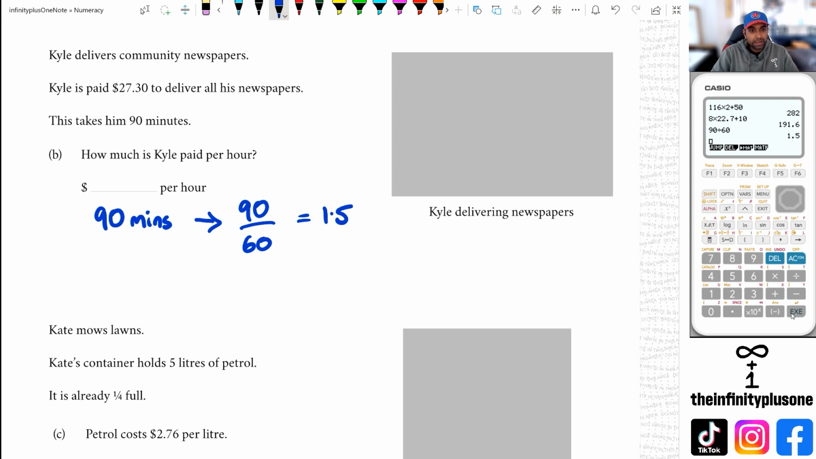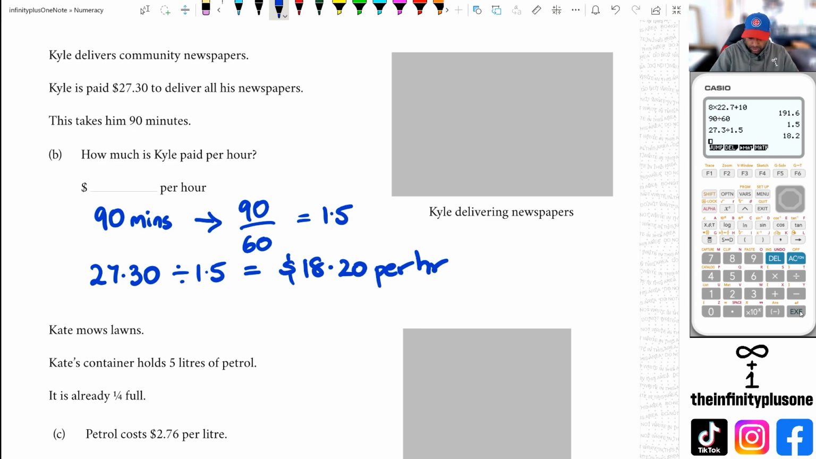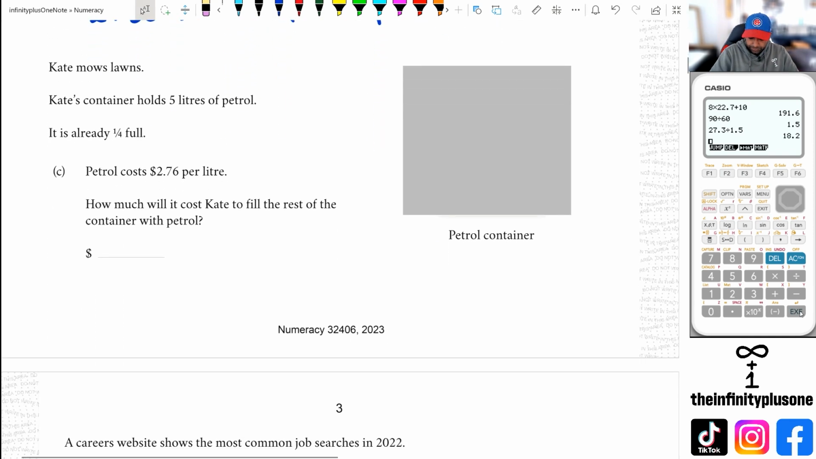So if Kyle is getting paid $27.30 for 1.5 hours, then what we need to do is $27.30 divided by 1.5. So $27.30 divided by 1.5, and what I've got is 18.2, so that's $18.20 per hour. All right, going to question C here.